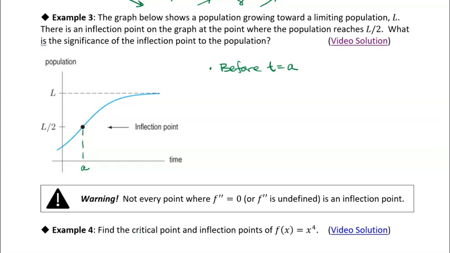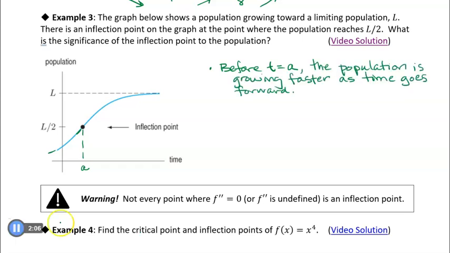So what does that mean for the population? If it's concave up, right, then that means that the population is growing faster and faster, right? These slopes are increasing. So you look at a slope down here, versus a slope here, you can see it's steeper. So the slopes are increasing, meaning the population is growing faster as time goes forward.